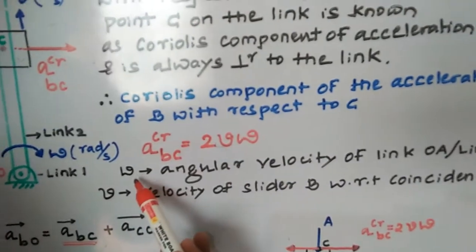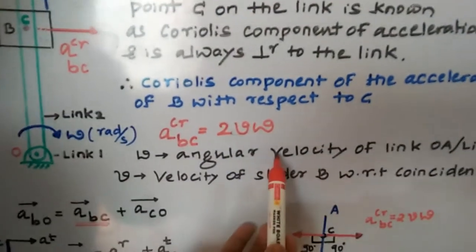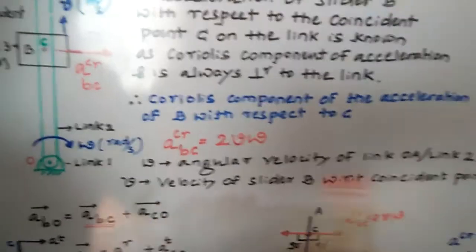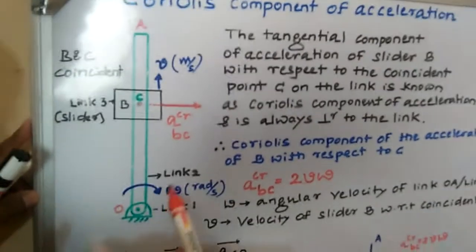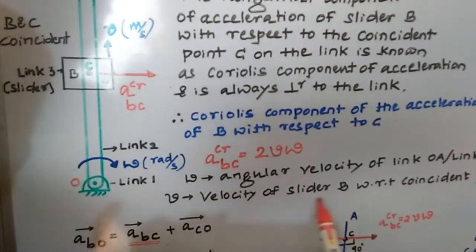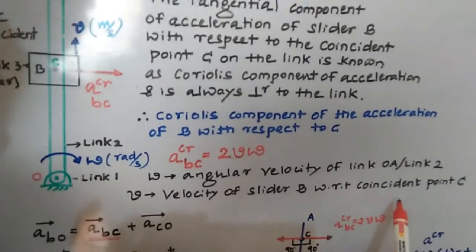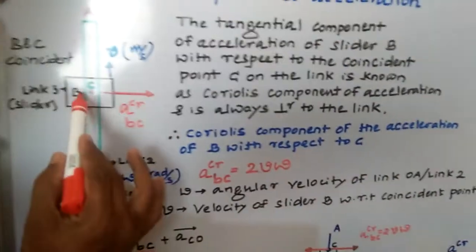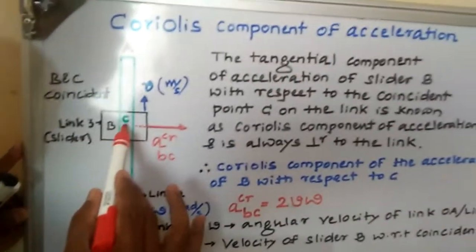Here omega is the angular velocity of the link OA, that is link 2 only. Then V is the velocity of the slider B with respect to the coincident point C. I have taken it as the velocity with respect to point C.